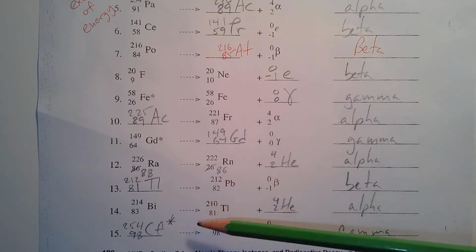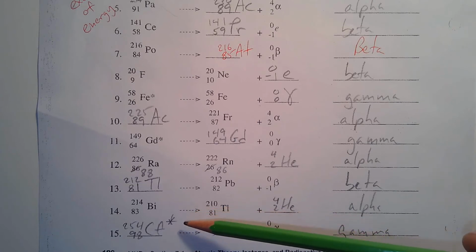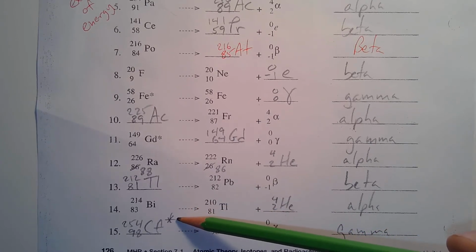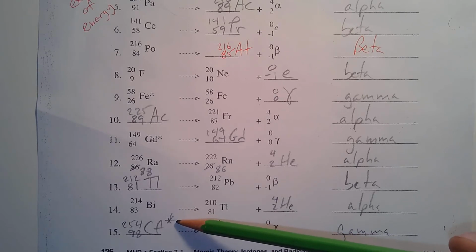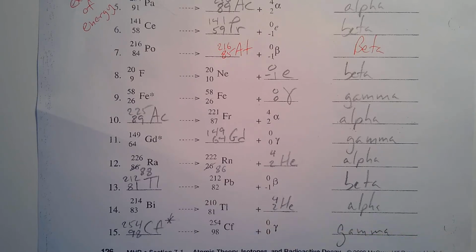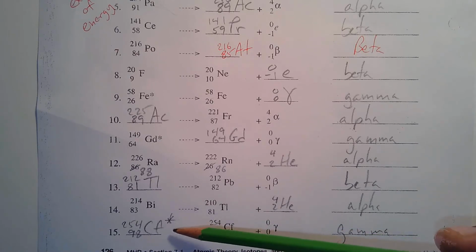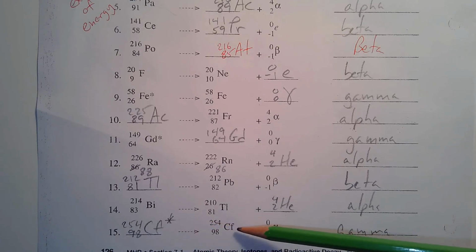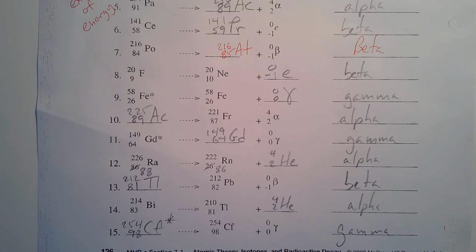And then again, for the gamma, you see this little star here, which basically says you have an excess of energy in the nucleus that needs to be evacuated, and that's what the gamma ray is doing. It's getting rid of that excess of energy. So you end up having the same isotope that you started with. You just are able to remove that excess of energy.